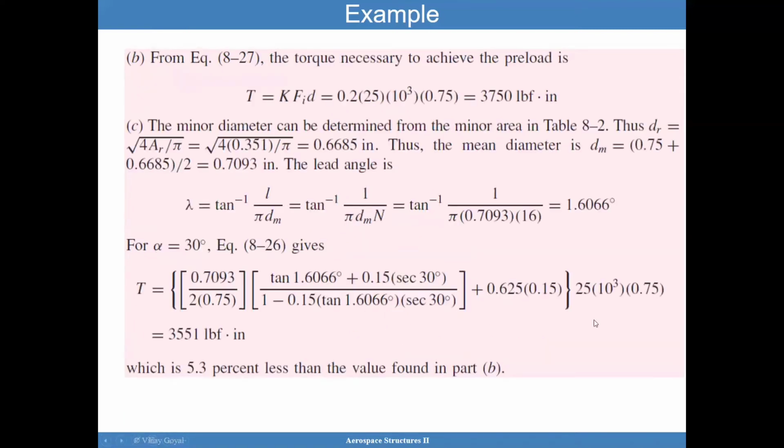We can calculate the torque necessary. You can use a value of K that's 0.2 as one option, and that's what's done here. And that will give you the torque necessary to achieve the preload that has been specified. You can see here that by using a more complicated formula, you get a very similar value as the one here at the top.